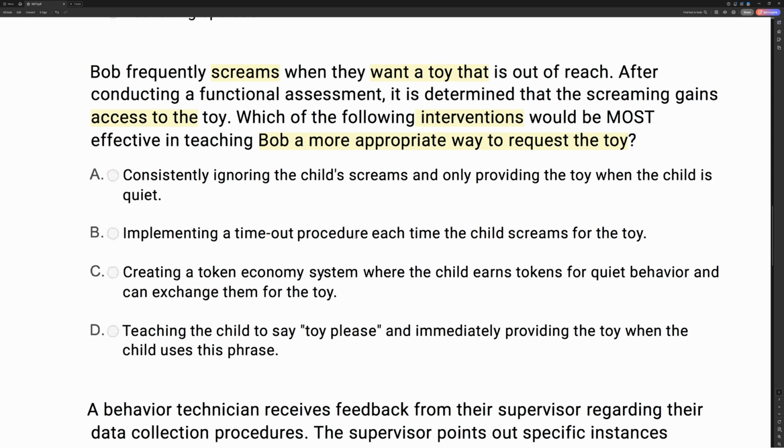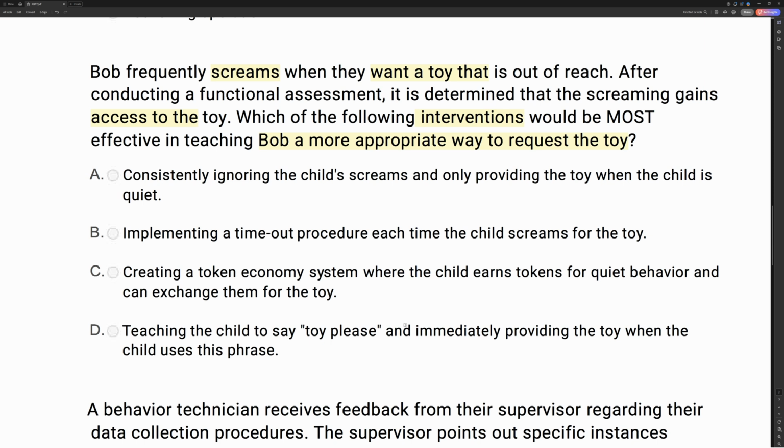B, implementing a timeout procedure each time the child screams for the toy. Same thing as A, punishment here where we're putting them in timeout and trying to decrease screaming. We're still not teaching a replacement. So we might be decreasing the screaming temporarily, but there's nothing there to replace that behavior. C, creating a token economy system where the child earns tokens for quiet behavior and can exchange them for the toy. Again, what is the child earning reinforcement for? Quiet behavior. We're trying to teach them how to request the toy, not just remain quiet. So C still is an issue.